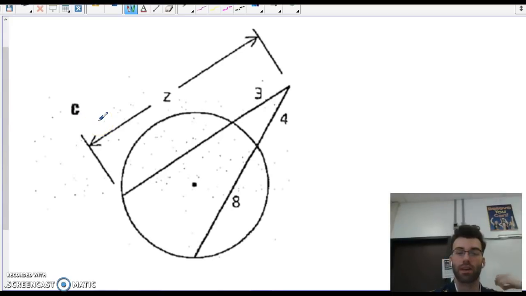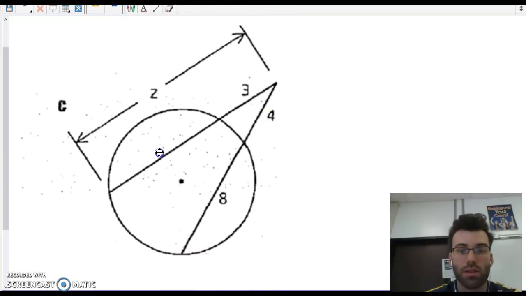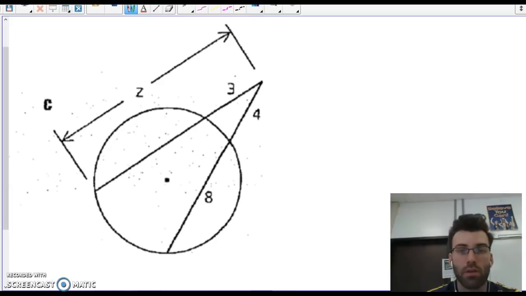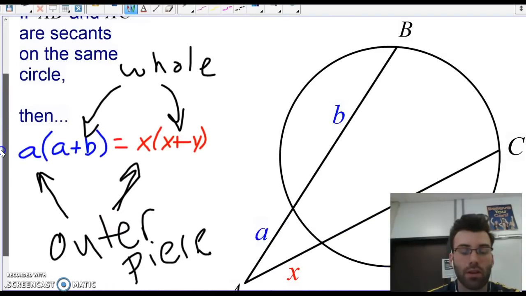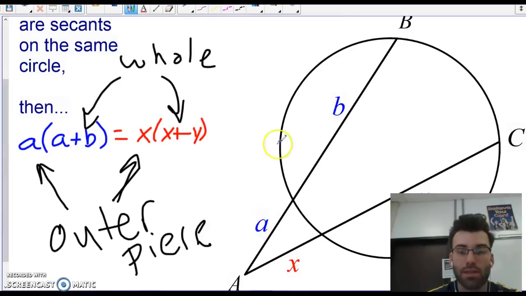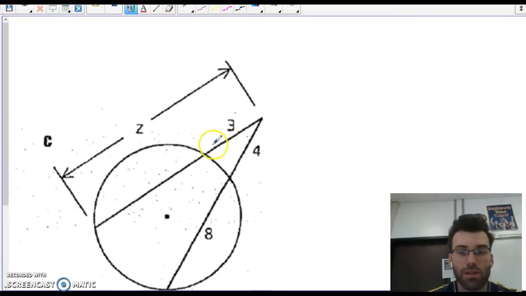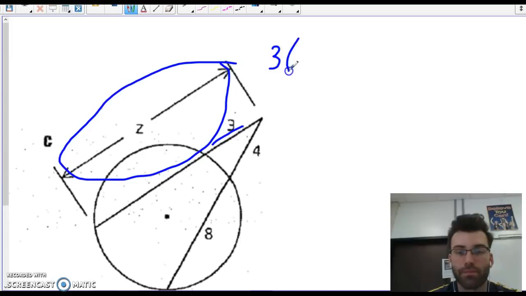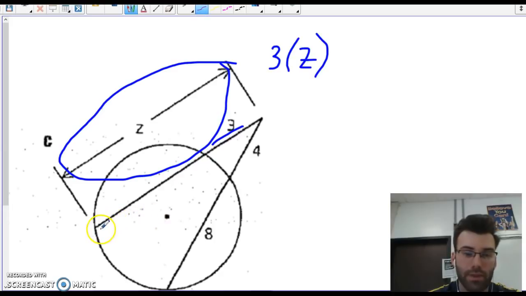All right. We have a secant power theorem. We're going to use our secant power theorem. That looks like outer piece times the entire secant equals the outer piece times the entire secant. So let's talk to it. Our outer piece here is 3, and this one's a little bit strange. Our whole piece is our variable, okay?